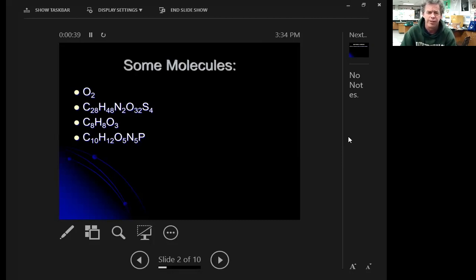And, well, that's keratin, which is the protein that's in hair and in the horns of rhinoceros, things like that. Then you have C8, H8, O3. Oh, that one's really good. That's vanillin. So when you have that nice vanilla flavor, that's C8, H8O3. Then there's C10, H12, O5, N5, P. And that one's adenine. So think DNA: guanine, adenine, cytosine, thymine, the four bases of DNA, and that's adenine.